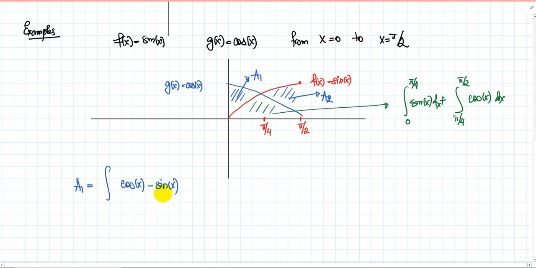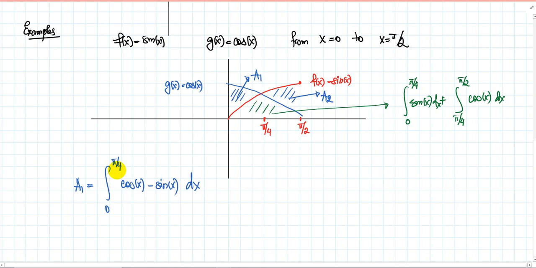Whenever you choose x from 0 until pi over 4, the height of the rectangle will be equal to cosine of x minus sine of x. This x is changing; it is the variable. You can choose any x between 0 and pi over 4, and the height of the rectangle will be cosine of x minus sine of x. This is what it means. Do you understand this? Okay.